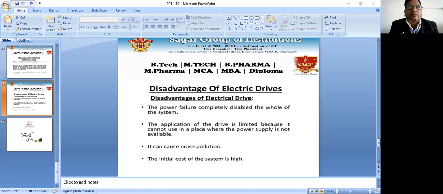So here are the disadvantages of electric drives. A power failure completely disables the whole system, and the application of the drives is limited because they cannot be used in a place where the power supply is not available. So this is a major disadvantage of electrical drives. It can cause noise pollution and the initial cost is very high. So these are the major disadvantages of electric drives.